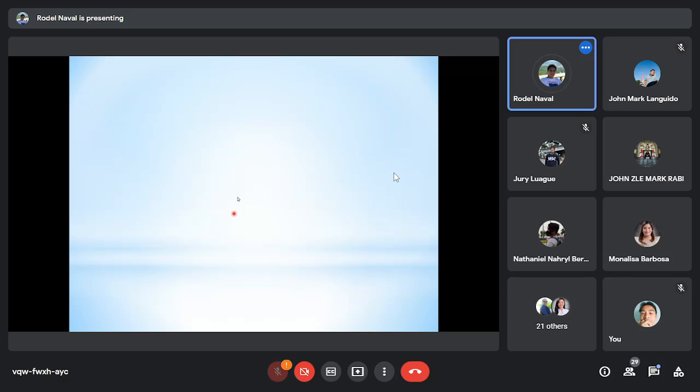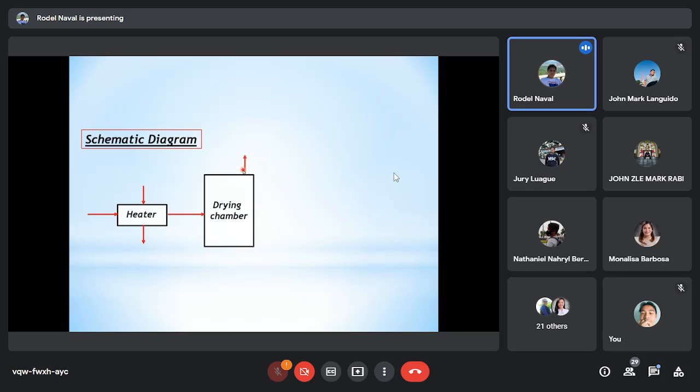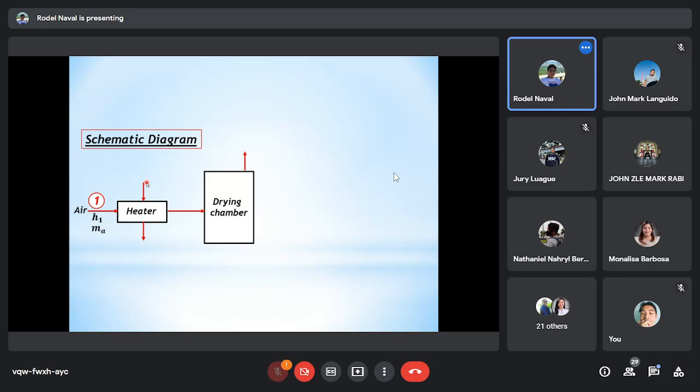Okay, next. We have that schematic diagram of a dryer. So this is our point 1, this outside air. The air here will pass through the heater. The heater has a coil here, so it is steam that we will use. At point 1, we have H1, mass of air, then steam from the boiler.